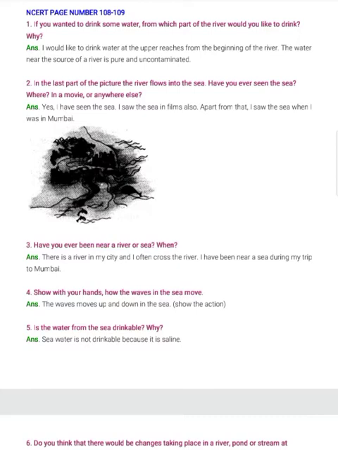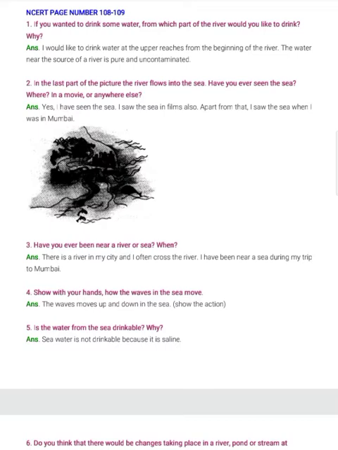Question number 1 on page number 108. If you wanted to drink some water, from which part of the river would you like to drink and why? Answer: I would like to drink water at the upper reaches, from the beginning of the river. The water near the source of a river is pure and uncontaminated. In the last part of the picture, the river flows into the sea.